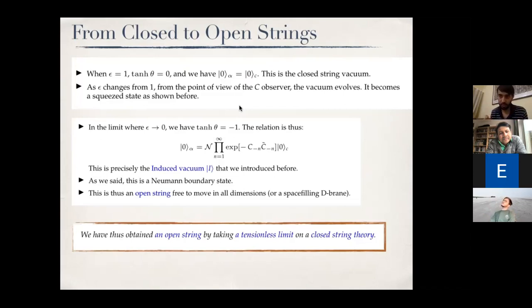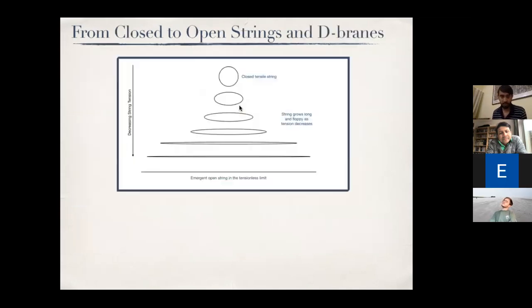Okay, so let's try to understand what is happening in terms of pictures. You start off with a closed tensile string, and you decrease the string tension. So the string becomes long, and it's going to squeeze onto itself. In the extreme limit of epsilon going to 0, or the tension going to 0, this whole thing folds onto itself and becomes an emergent open string.